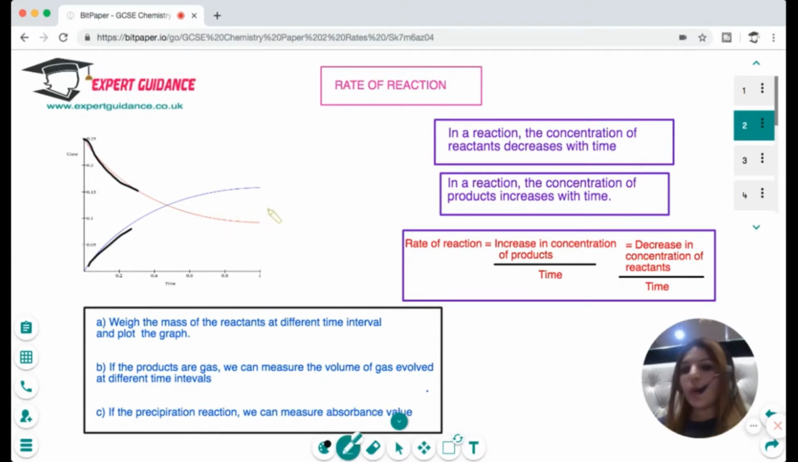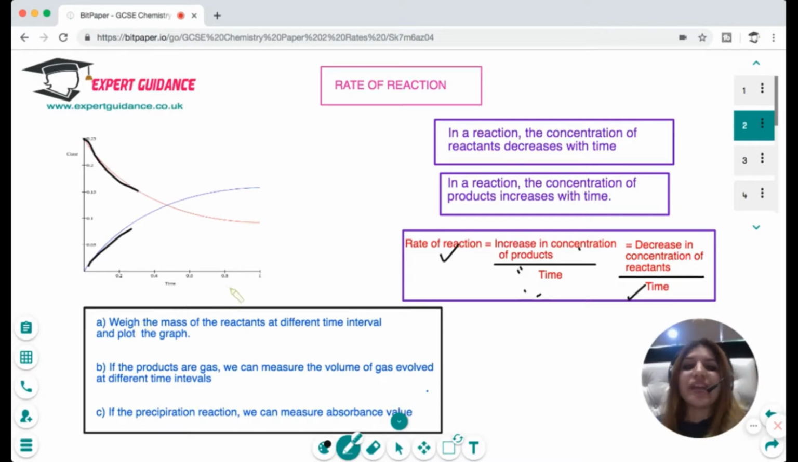So in order to measure the rate of the reaction, we can use the change in concentration of the reactants and the product. So rate of the reaction is concentration of product increase with time or decrease in the concentration of reactants with time. Now, how can we measure the concentration of the reactants or the product? It depends on what kind of a reaction we are taking.